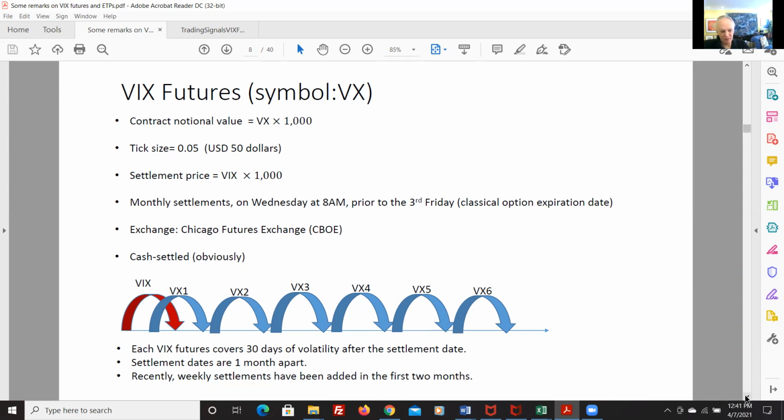It settles monthly. So you have, for example, here, the current period covered by the VIX index itself, 30 days. And then you have the first contract, the second contract, et cetera. All contracts should settle on the VIX on the settlement date, and everything is cash settled. Some weekly settlements have been added recently, as well as weekly S&P options, which is convenient.